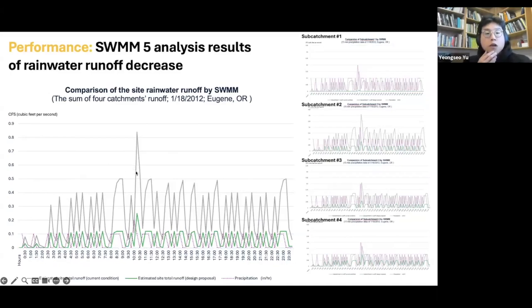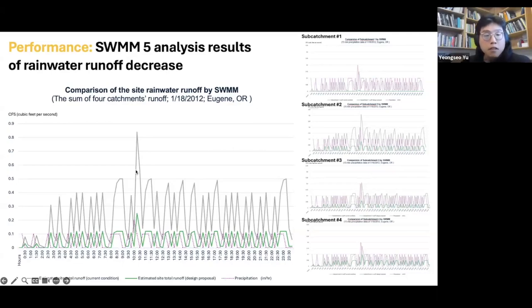Yeah, so we used 15-minute precipitation real data of January 18, 2012, which was the most heavily rainy day of the year. The reason why we used a bit old data is to ensure a more detailed and elaborated rain event simulation than the 1-hour precipitation data.